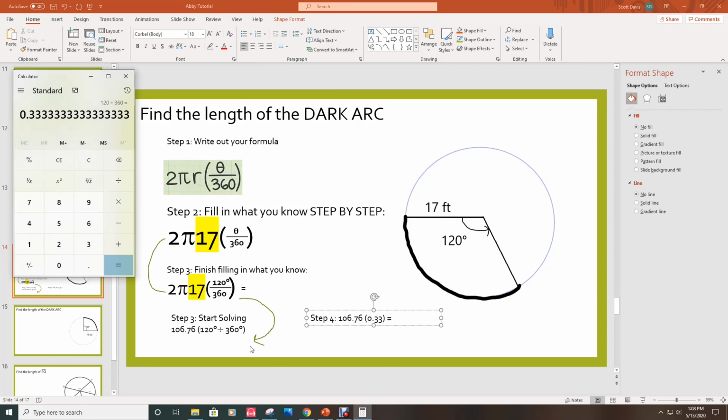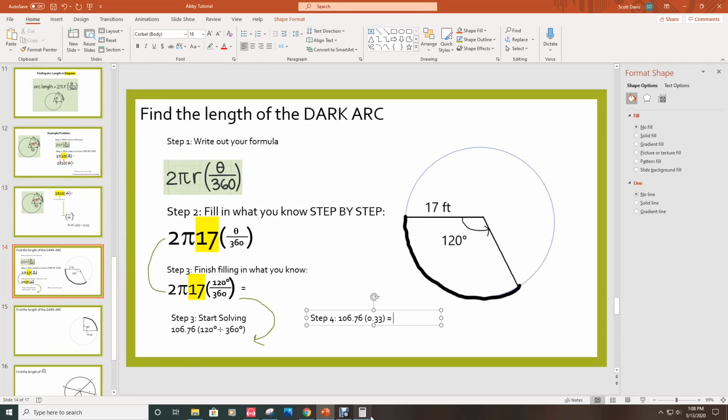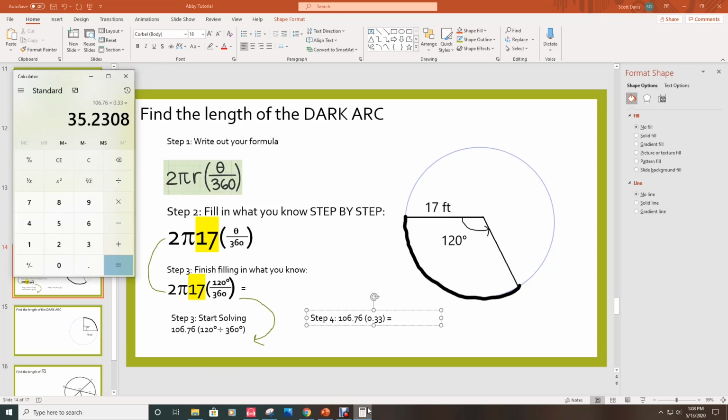Okay, so let's see. Now I'm going to leave this. No, you know what? I'm just going to redo it. You could just leave that 0.33 there and times it by the 106.76, but let's just clear it out and start from the beginning so we don't make a mistake. 106.76 times 0.33 equals 35.2308. Now I'm going to put that whole number there. I forgot what it was, so let me write it on my paper so I can type it into the computer. 35.2308.